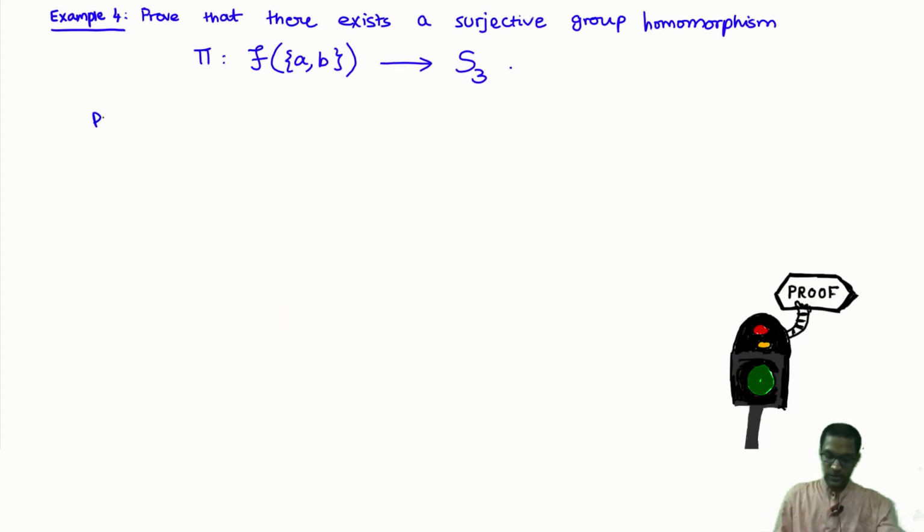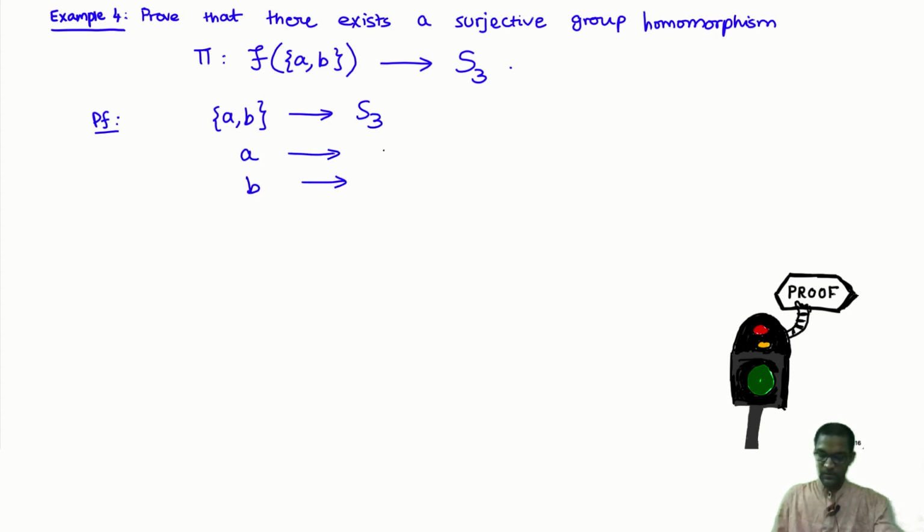Now here's the solution proof. So let's do the following. Let's construct a function from the set {A, B}, which is the set S, to S3. Let me map A to the cycle (1 2) and B to the cycle (2 3). These were the very same two things that we called capital A and capital B in example 2. So let me map A and B to these two elements, and let's call this F, and let's use the universal property.